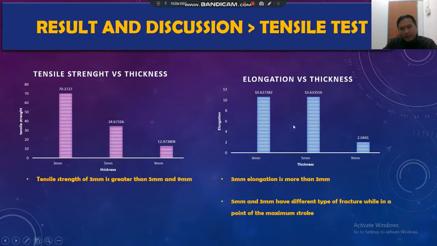For elongation, the highest elongation among the three thicknesses is 5 mm. Why is 5 mm higher than 3 mm? Because when it is tensile, the fiber of the material is still there, so the material does not have a fracture. So yeah.